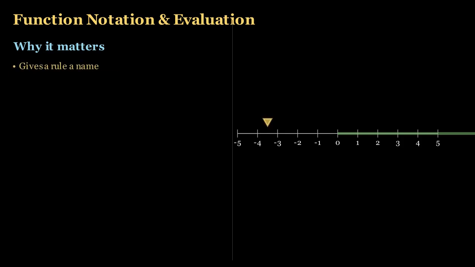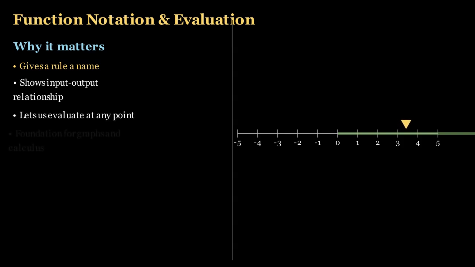The notation f of x shows the relationship clearly, the output depends on the input. More importantly, it lets us ask what happens at a specific input. We can evaluate the function at any number in its domain. This idea of plugging in a value and getting an output is the very first step in drawing graphs, finding slopes, and everything else in calculus. It turns a vague rule into a tool we can use.